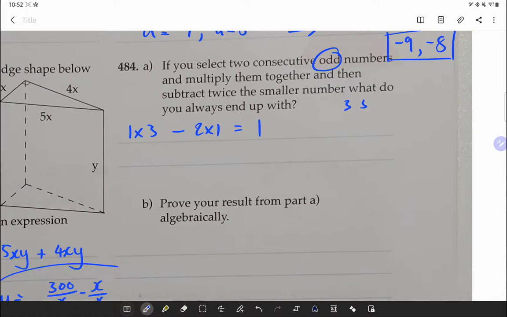Let's try 3 and 5. Actually, I should have tried this on the side. Let's try it on the side. 3 times 5 minus 2 times 5. I get, that's 15, that's 10. I get 5.